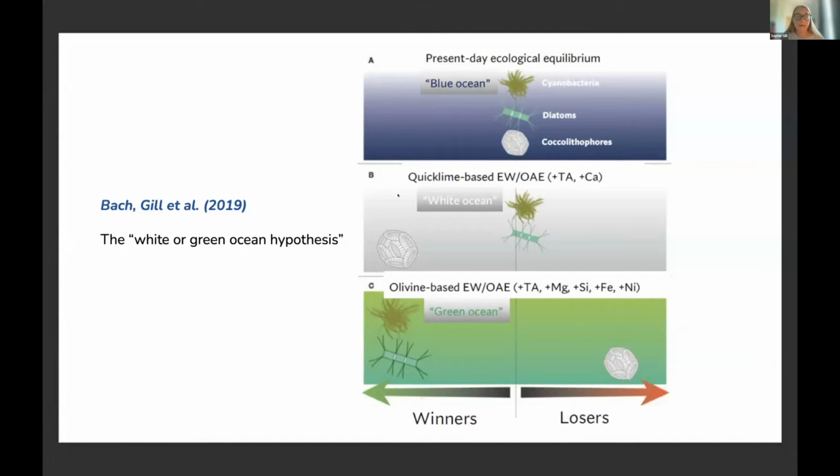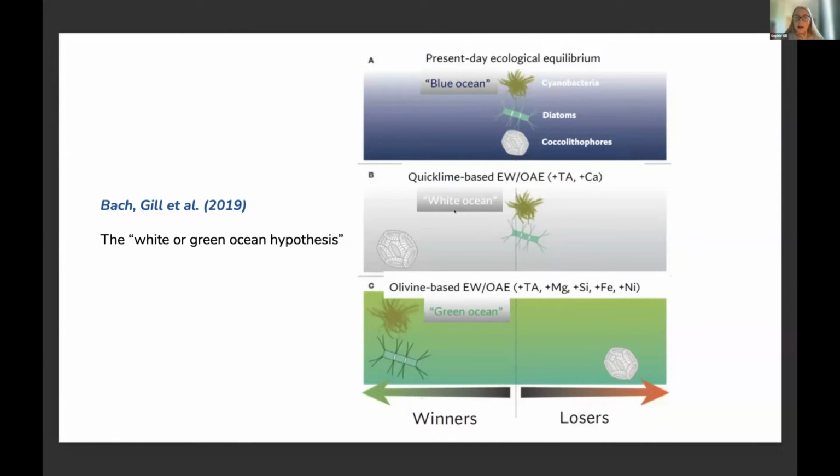For example, total alkalinity will increase during an OAE scenario, and calcium might be added to the surface ocean to do that. And we predicted that these carbonate chemistry conditions would be favorable for calcifiers. So there's a diagram of a coccolithophore here. And Leonard suggested that we conceptualize the modern day ocean as a blue ocean in ecological equilibrium between the major phytoplankton functional groups of calcifiers like coccolithophores, silicifiers like diatoms, and nitrogen fixers like cyanobacteria. And in an OAE scenario, the increased relative success of calcifiers could shift the ocean to a whiter ocean.